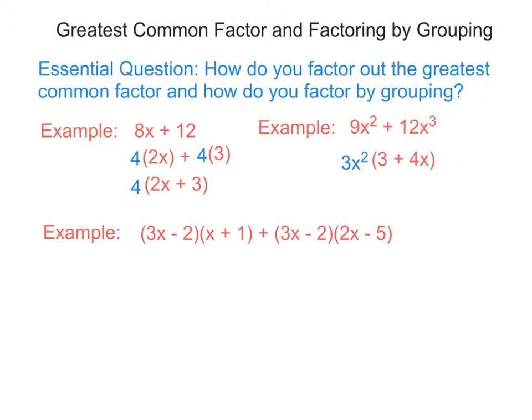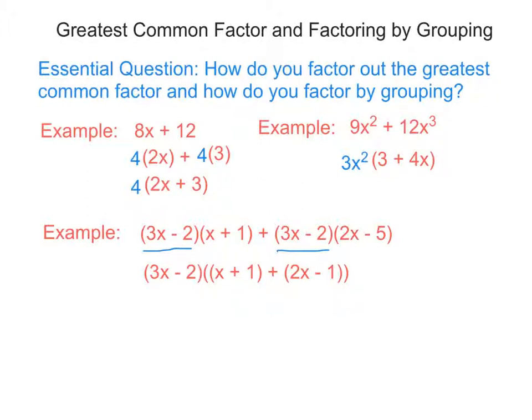So now let's look at another example. Let's look at the example of (3x minus 2) times (x plus 1) plus (3x minus 2) times (2x minus 5). Well, if we look at this closely, we can see that we have a common factor here. We have 3x minus 2 here. We also have 3x minus 2 here. So I can factor the 3x minus 2 out. So the result looks something like this. We factored 3x minus 2 out of both. So we get (3x minus 2) times [(x plus 1) plus (2x minus 5)].